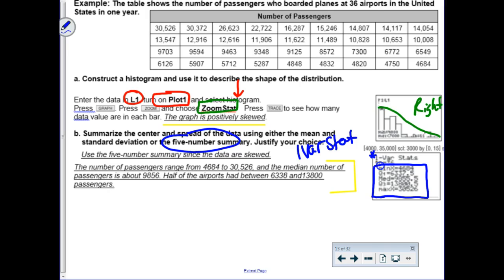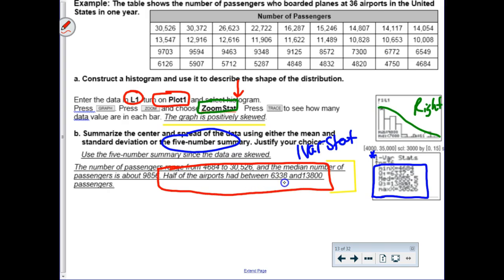And then, I don't think they did much more. So they just kind of wrote down some things they noticed. They said the number of passengers ranges from the min to the max. They just wrote down the min and max numbers. The median is the middle, so they wrote that down. And then the interquartile range, Q1 to Q3, is where they get this fact right here.